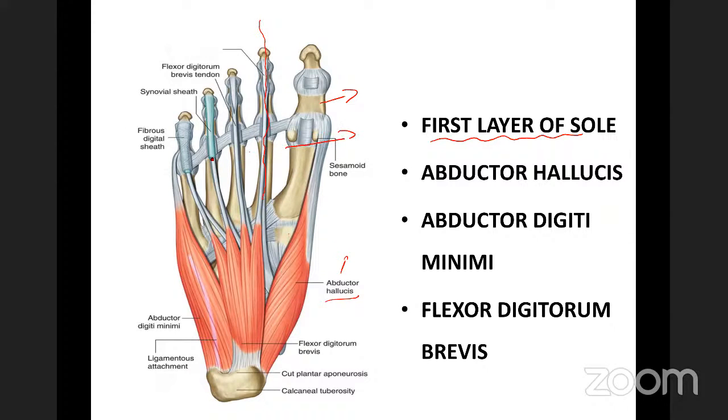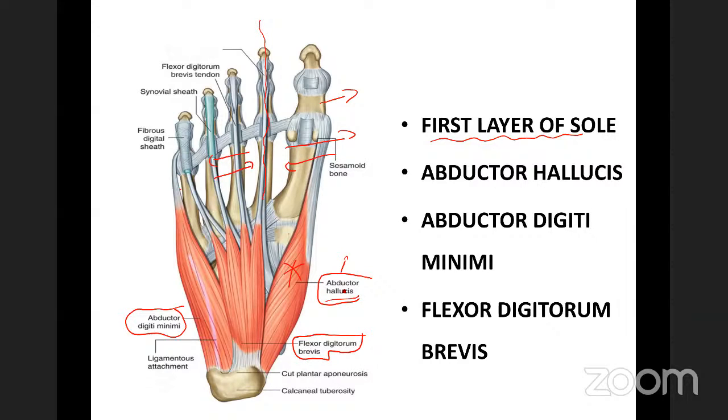Movement away from it is abduction. Movement towards it is adduction. So this muscle is the abductor hallucis. Towards the little toe is abductor digiti minimi, and this is flexor digitorum brevis. So the 3 muscles, this is an MCQ question. They will ask the muscle and say which layer it belongs to.